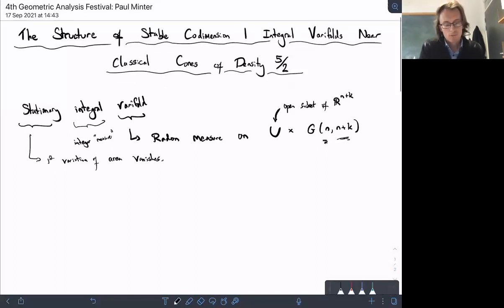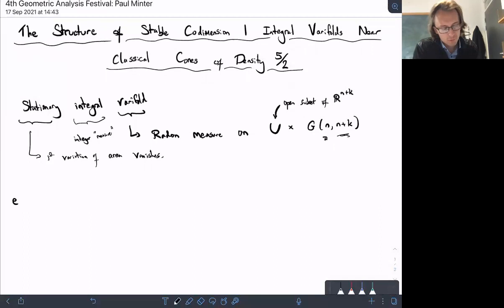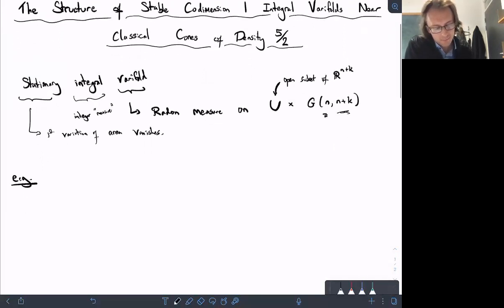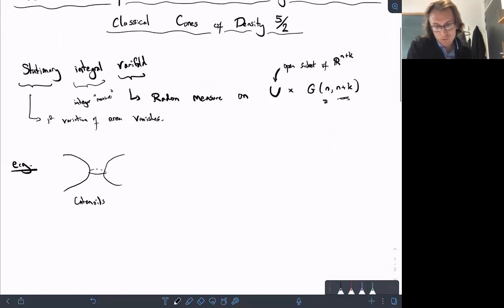And so some examples to illustrate what we mean. Any smooth minimal surface is going to define a stationary integral varifold just via taking the usual surface and the tangent planes. So we get things like catenoids, Scherk surfaces, planes, helicoids. So we get all the usual minimal surfaces.